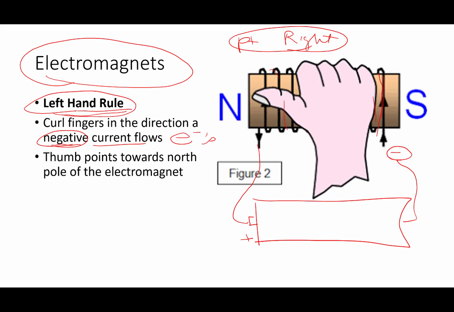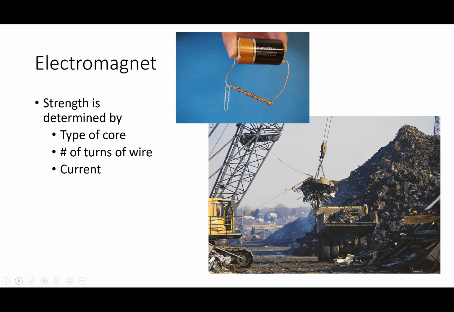If you take your left hand and you coil your fingers in the direction that the current is flowing around that core, the direction that the wires are coiled, then your thumb, your lovely thumb, is going to point towards the north magnetic pole. So it is a way to predict what is going to be the north and the south pole of the magnet. If you are using positive current, you use your right-hand rule and everything will be reversed.